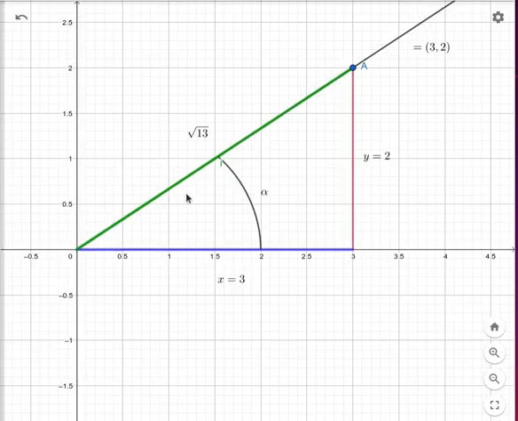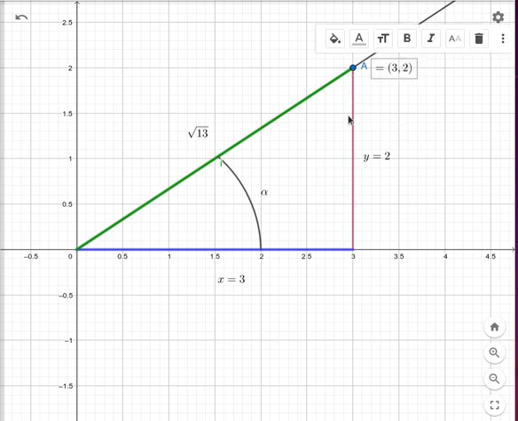So here we are zoomed in on our picture. We started with this point (3, 2). The length of this segment is going to be 2, because that's the y value of the point. This segment is going to be 3, because that's the x value of the point. We use the Pythagorean theorem to find this. And so we're talking about this angle alpha, and we'd like to find the 6 trig ratios for this triangle. You'll need to know what each of those trig ratios are.